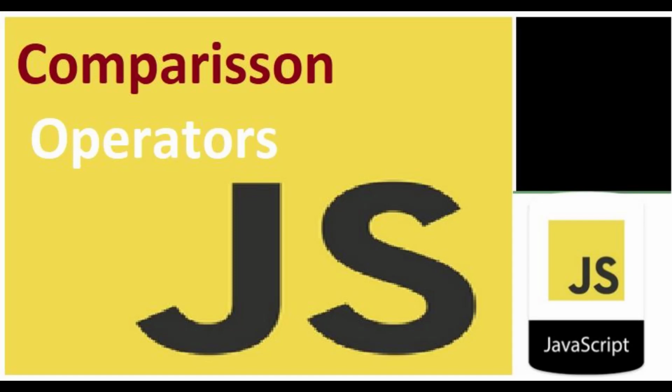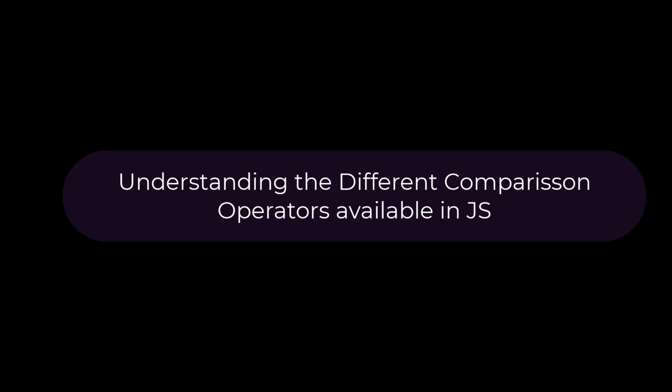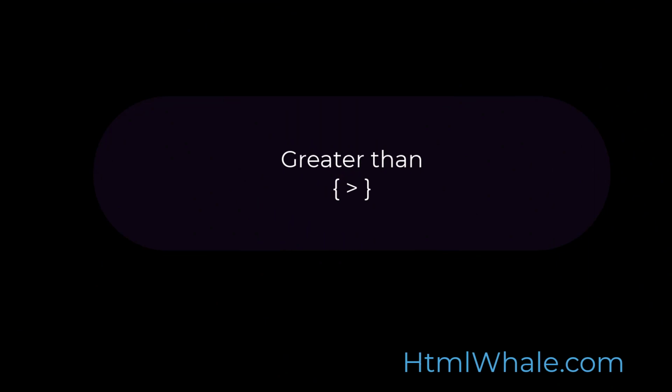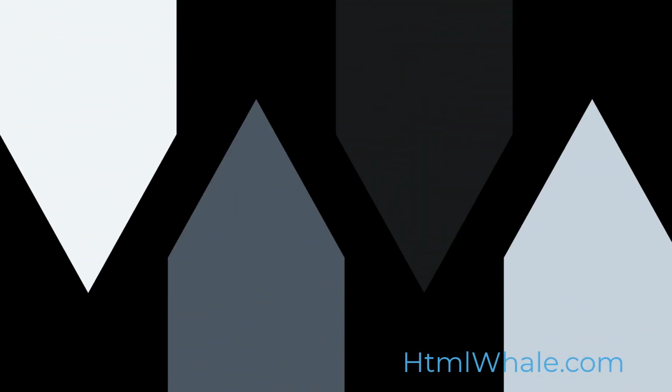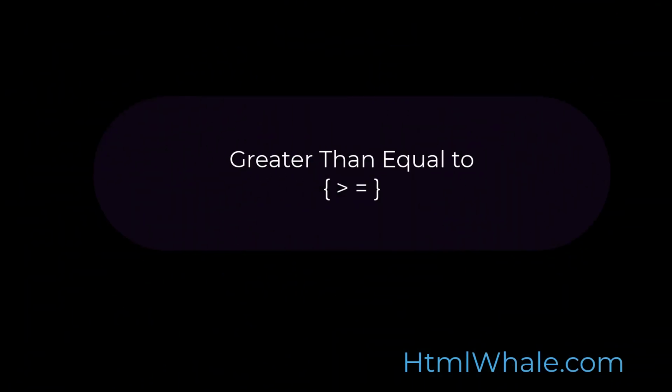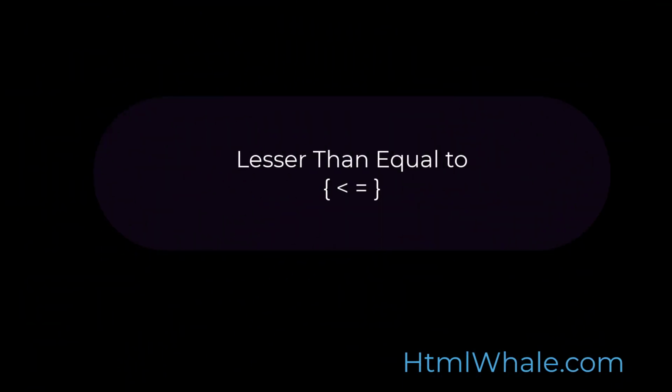Welcome students, in this class we will be learning about the different comparison operators that are available. The first comparison operator we will start off with is the double equal to, followed by the triple equal to, and after that we will also learn about greater than and lesser than. To follow that up, we will also understand the difference between greater than equal to and lesser than equal to, and finally we will wrap up with the understanding of ternary operators.